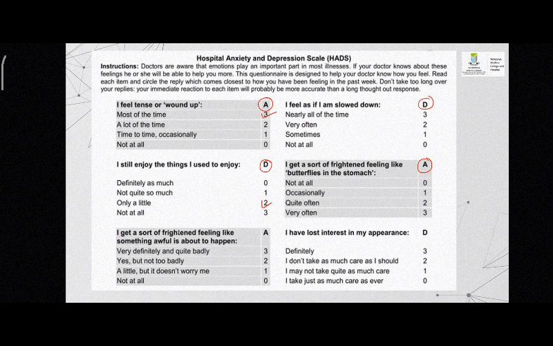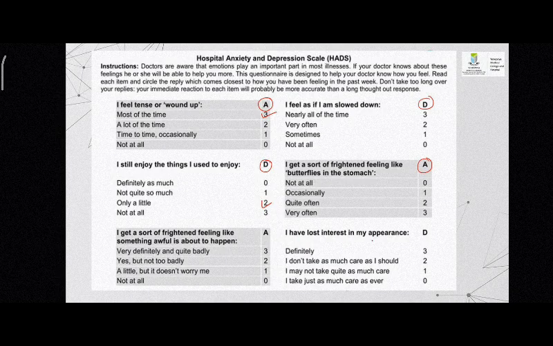Next question is, I get a sort of frightened feeling like something awful is going to happen. So this is again a very good question related to anxiety, and most of the patients will tell us that, doctor, I don't know what is going to happen with me, and the most common fear is fear of fall, and then due to fall I might die also. So fear of fall and fear of death. So these things are also majorly found in our patients. So it is better to ask the patients to fill up this particular form.